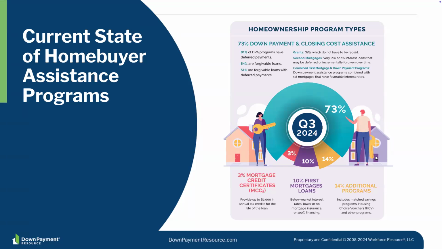81%, for example, have deferred payments, meaning you don't have a monthly payment on the DPA loan for some period of time. 54% are forgivable, either in part or in full, which means they essentially become a grant over a period of time. And 51% are both deferred and forgivable. And then there are still other down payment assistance programs that are considered true grants at closing or may be repayable monthly after closing. Now, we will break these down further, as well as the affordable first mortgages and tax credits or mortgage credit certificates, as they're also known, in a moment.